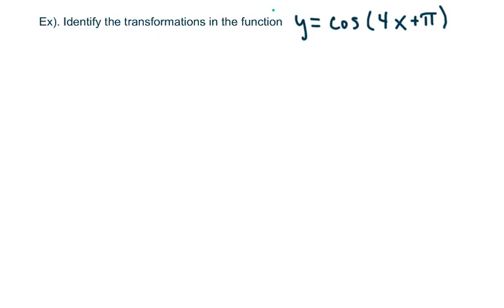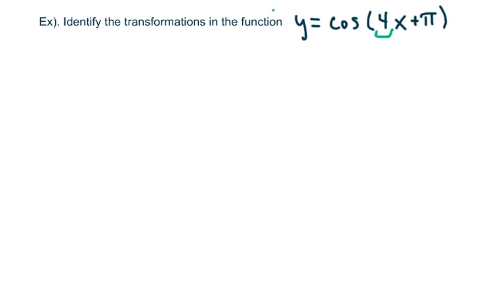Let's look at a generic problem together to go back over the skills we were just talking about. I have the equation y equals cosine of 4x plus pi, and I want you to identify the transformations.